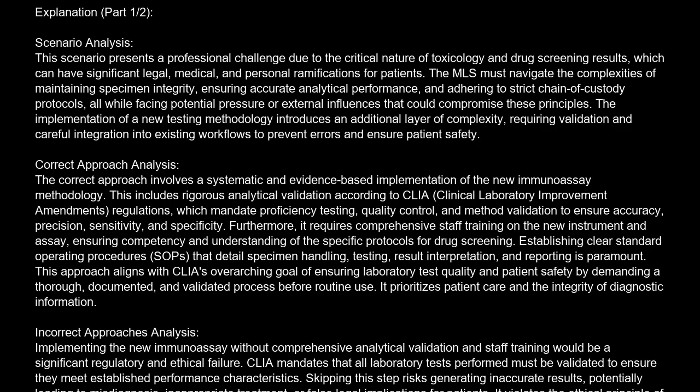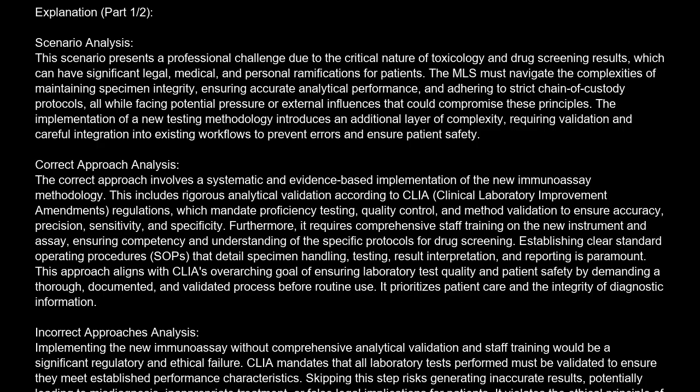The correct answer is C. Conduct comprehensive analytical validation of the new immunoassay methodology, including accuracy, precision, sensitivity, and specificity, in accordance with CLIA regulations. Explanation. Scenario analysis. This scenario presents a professional challenge due to the critical nature of toxicology and drug screening results, which can have significant legal, medical, and personal ramifications for patients.